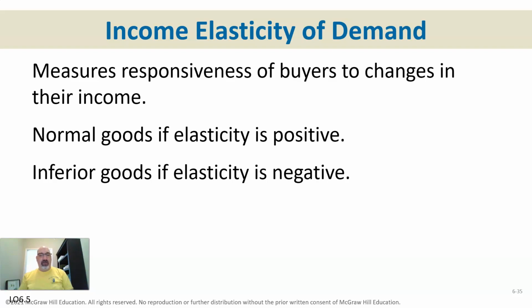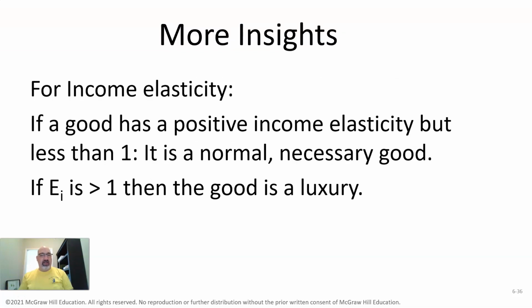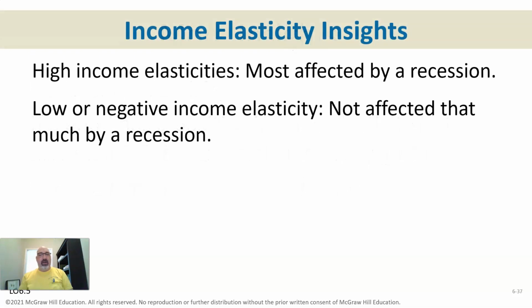Normal good if elasticity is positive. Inferior good if elasticity is negative. And so there is some more insight to this. If a good has a positive income elasticity but is less than 1, we consider it a normal necessary good. And if that E sub I is greater than 1, the good is considered a luxury. So that's the way that works out. Luxuries are greater than 1. If it's between 0 and 1, it is considered a normal necessary good.